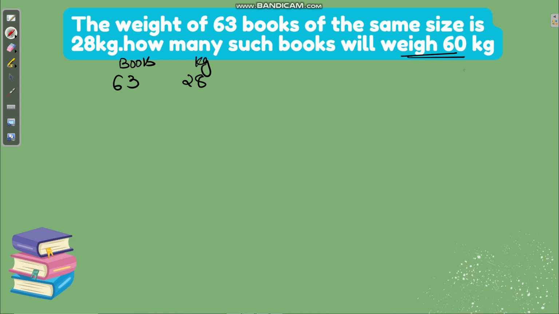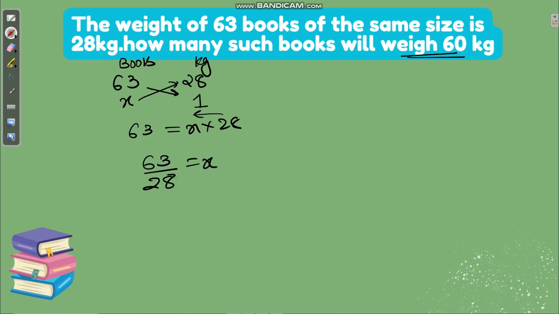So let's first find how many books are there in 1 kg. We don't have to find the weight of one book, because at the end we have to see how many books are there in this weight, right? So whatever weight they have asked, you have to find one of that. We don't know this right now, so just cross multiply. So 63 into 1 is 63, is equal to x into 28. So take this 28 to that side, so it will be 63 divided by 28 is equal to x.